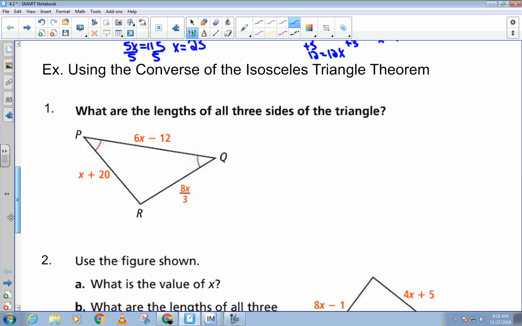They tell me that angle P and angle Q are equal to each other. How does that help me? What else does that tell me? That those two sides opposite are equal, right? So since these base angles here are congruent, the sides opposite are congruent. So, to find x, I'm going to set x plus 20 equal to 8x minus 3, and 8x divided by 3.